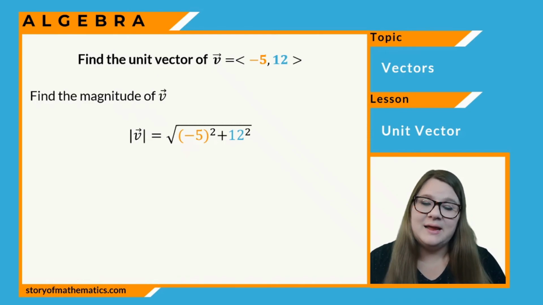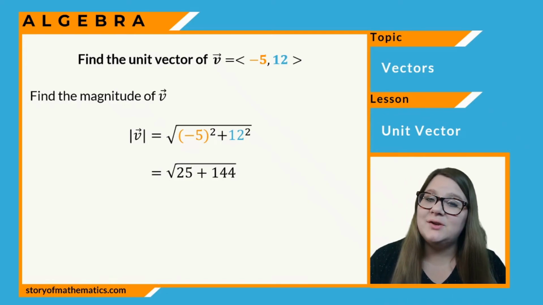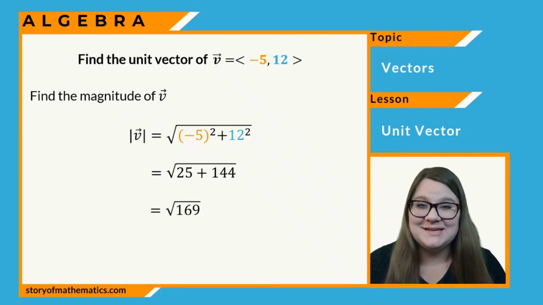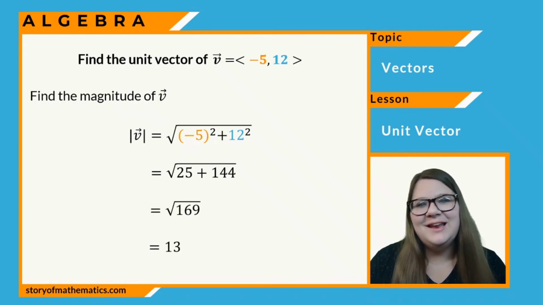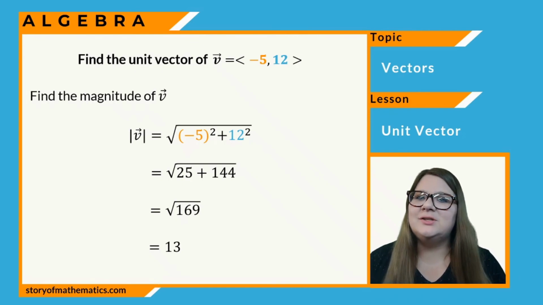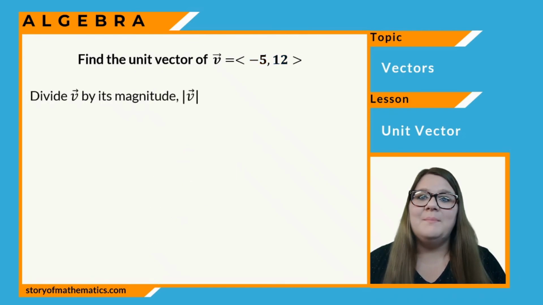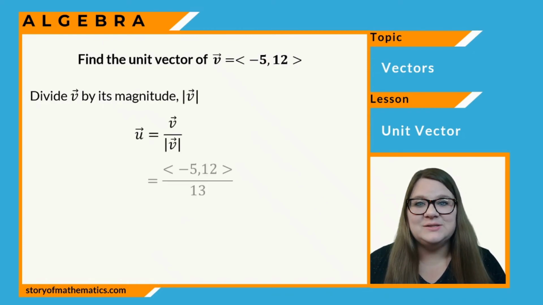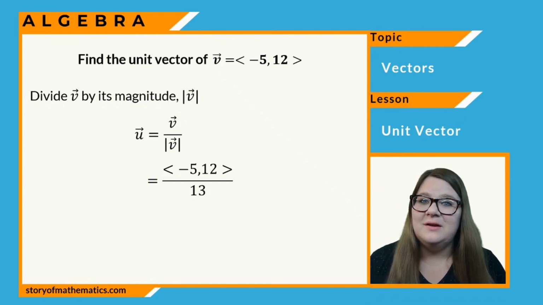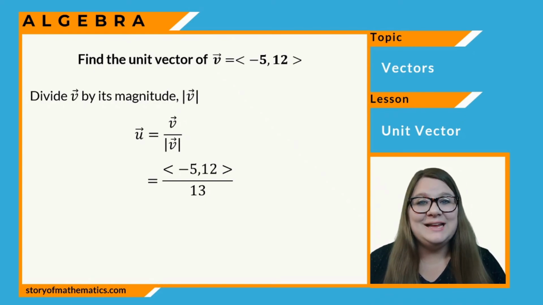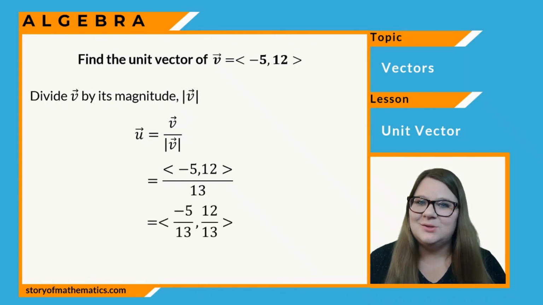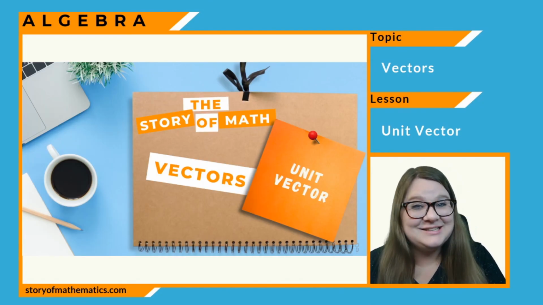Now, remember, -5 squared is really a positive 25, and 12 squared is 144. And so when I'm simplifying this, I'm going to end up with the square root of 169, or 13. Now that I found my magnitude, I can turn this vector into its unit vector by dividing by that magnitude. So I'll take v, I'll divide by the magnitude of v. So in this case, that's -5, 12 divided by 13. When I divide each component by 13 instead of the whole vector, it comes out to be -5/13, 12/13. And that's how you find unit vectors.